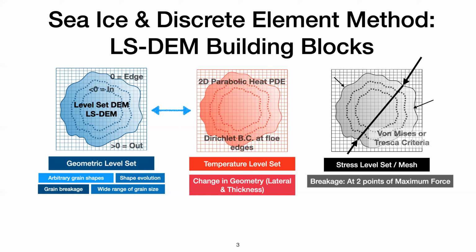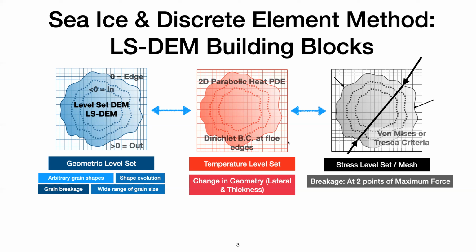Of course, we can apply a von Mises or a Tresca criterion to find if the stresses are above a certain yield stress, and thus have a separation of this single flow into two flows, which can then melt and have their own particular geometries and evolve on their own, and so on. And then we couple everything of the problem at the same time.